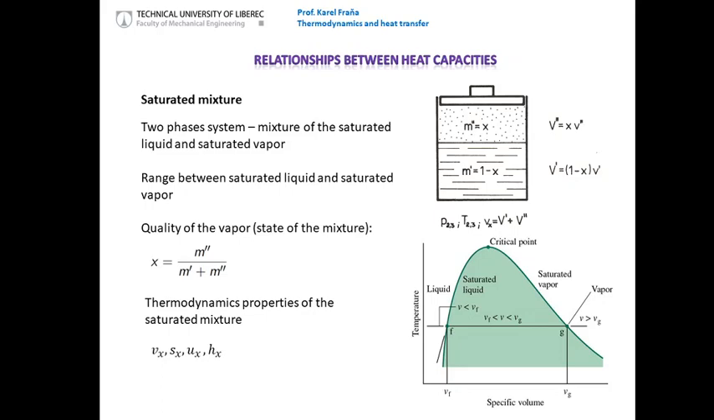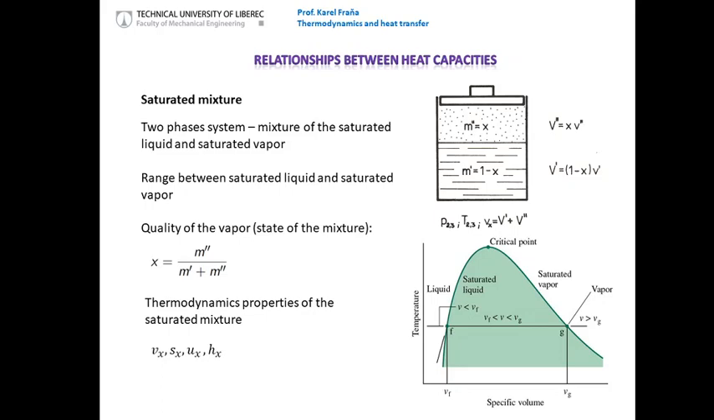Sometimes it's called the state of the mixture. We use the variable x, which represents the ratio between the amount of the saturated gas and the total mass of the mixture. The total mass of the mixture, of course, is created if we sum the mass of the saturated liquid and the saturated gas.